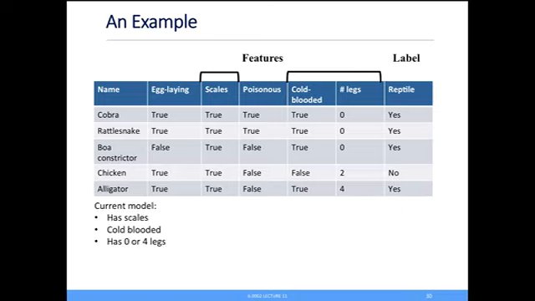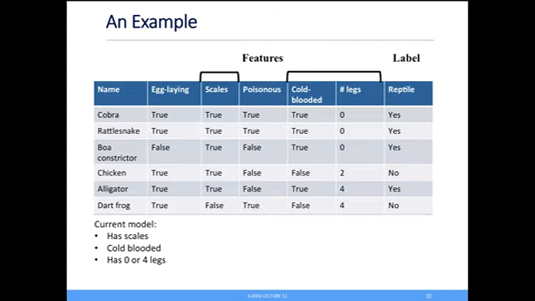And I could, by saying, all right, let's make it a little more complicated. Has scales, cold-blooded, 0 or 4 legs. I'm going to say it's a reptile. I'll give you the dart frog. Not a reptile, it's an amphibian. And that's nice because it still satisfies it. So it's an example outside of the cluster that says no scales, not cold-blooded, but happens to have 4 legs. It's not a reptile. That's good.